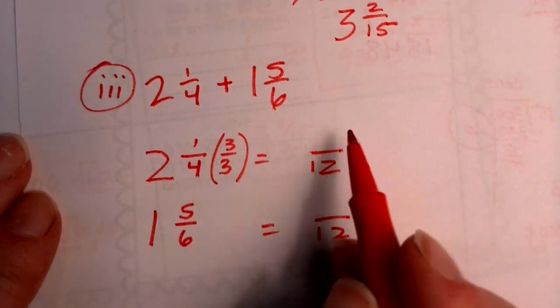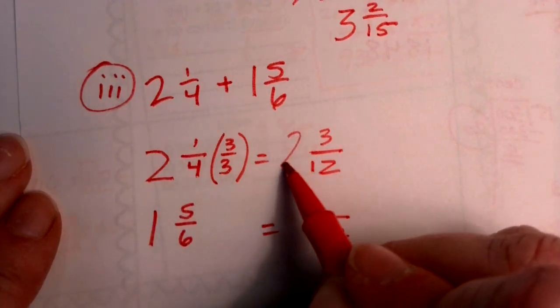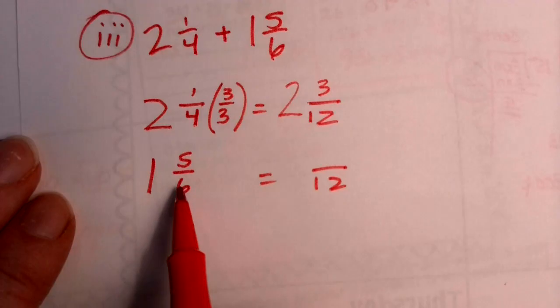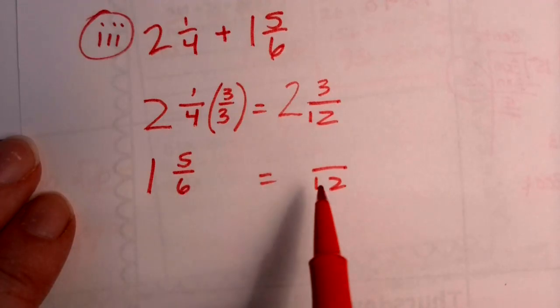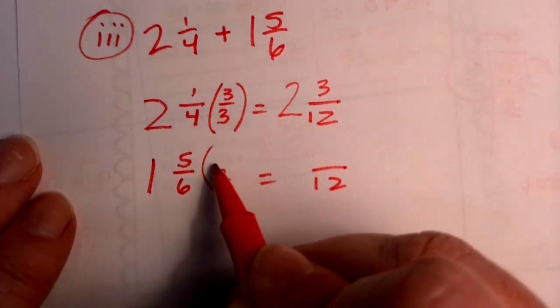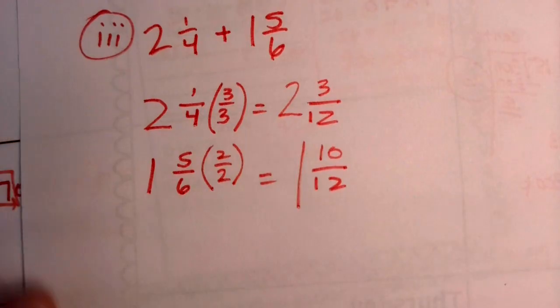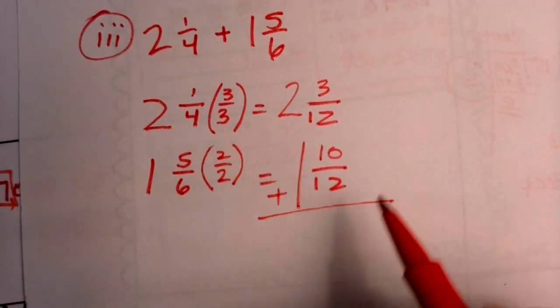Whatever I do to the bottom, I do to the top. 1 times 3 is 3. So 2 and 1/4 equals 2 and 3/12. Now we have 1 and 5/6 equals what over 12? Well, 6 times 2 equals 12. What I do to the bottom, I do to the top. 5 times 2 equals 10. And yes, I'm going to bring that one over. Now I am ready to add, right?